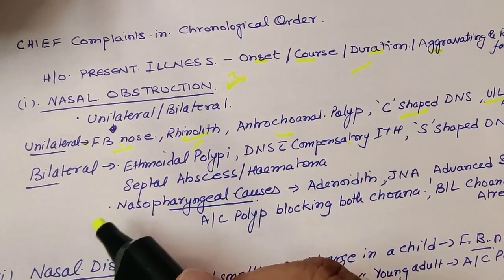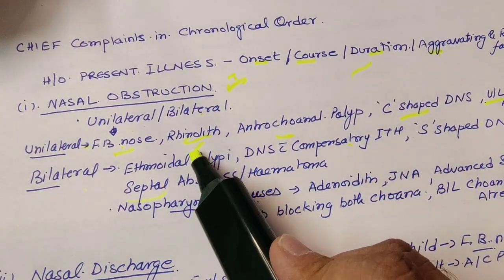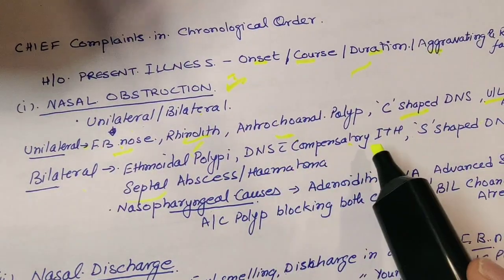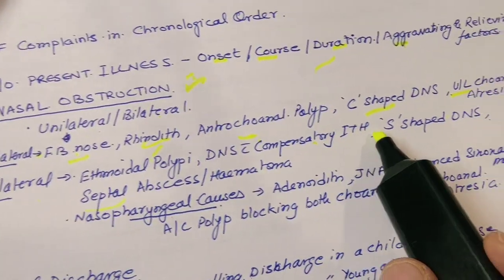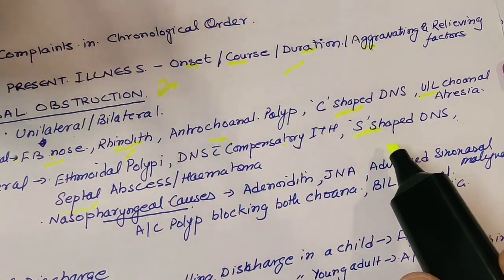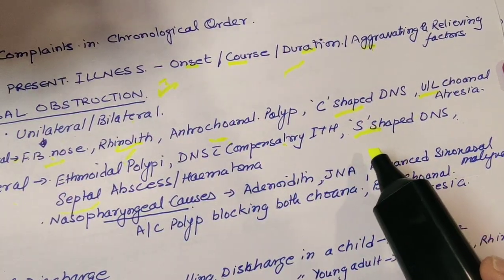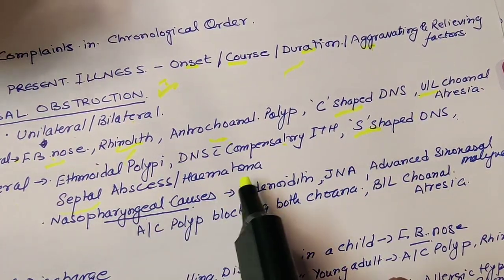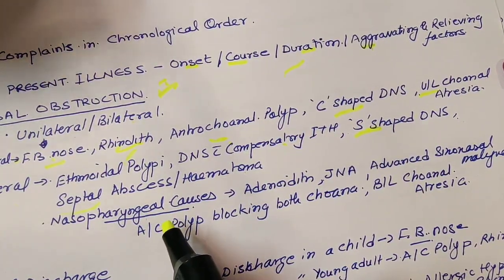Okay, and then bilateral nasal obstructions are more common in ethmoidal polyps, and deviated nasal septums where there is compensatory inferior turbinate hypertrophy that has happened. Then in S-shaped deviations, where the deviation is on both sides of the nasal cavity, the patient will present as a bilateral nasal obstruction. Then cases of septal abscess or septal hematoma also present with bilateral nasal obstruction.